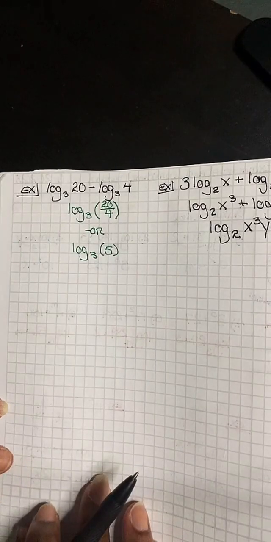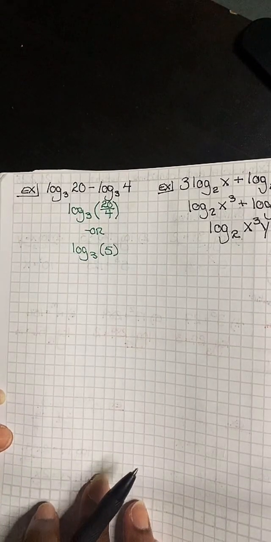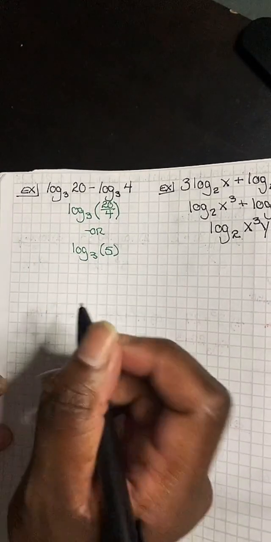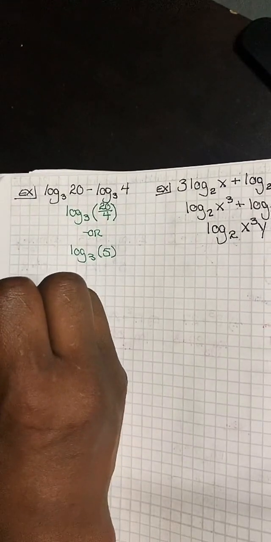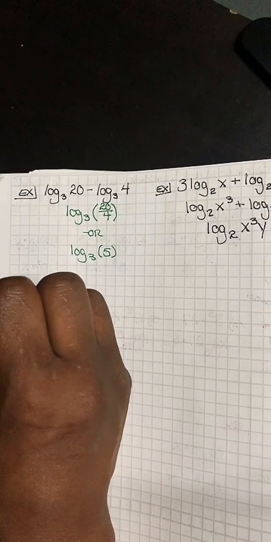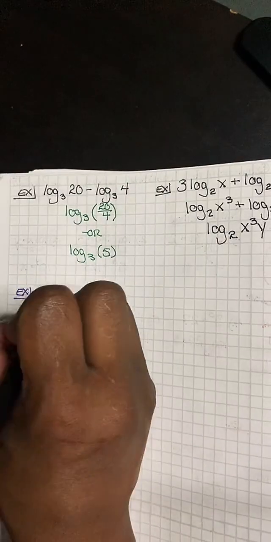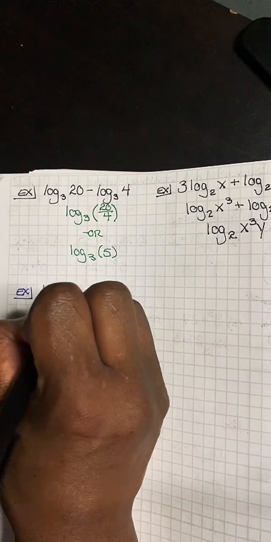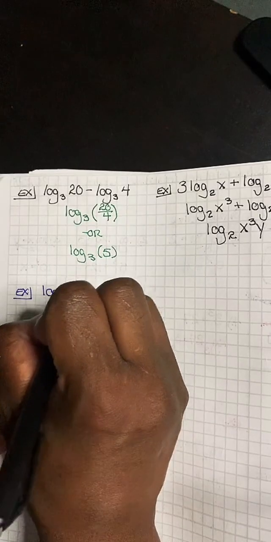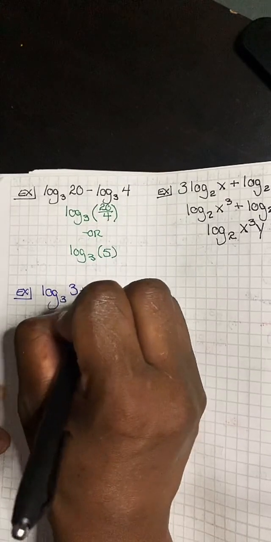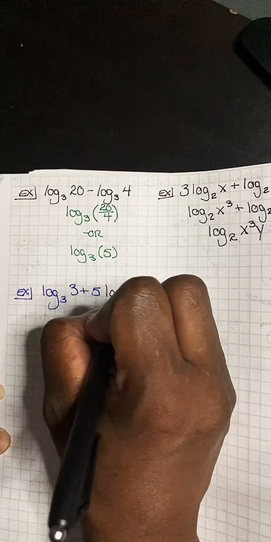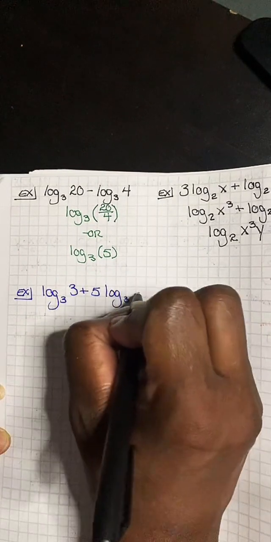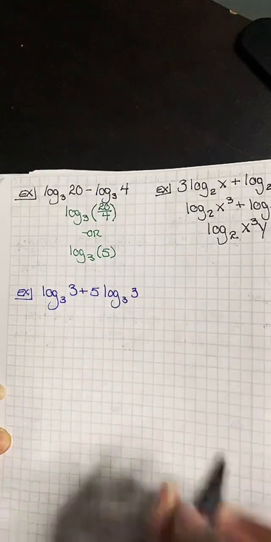All right. Let's do a couple more. Let's see what we can do with this one. So we got log base 3 of 3 plus 5 log base 3 of 3.